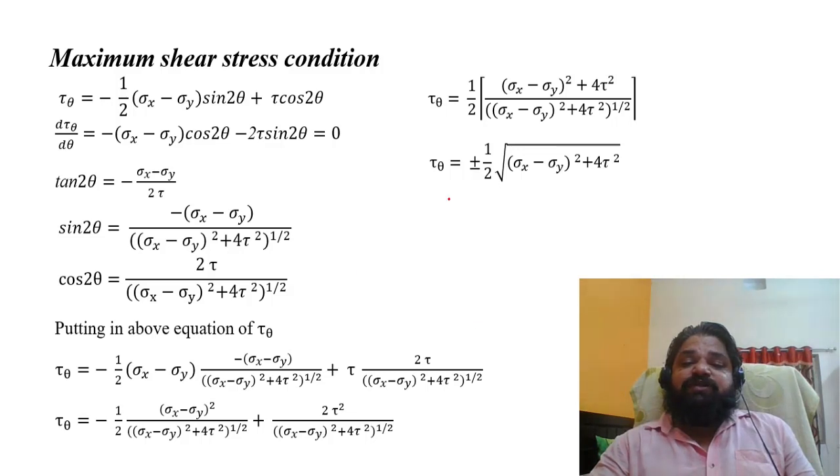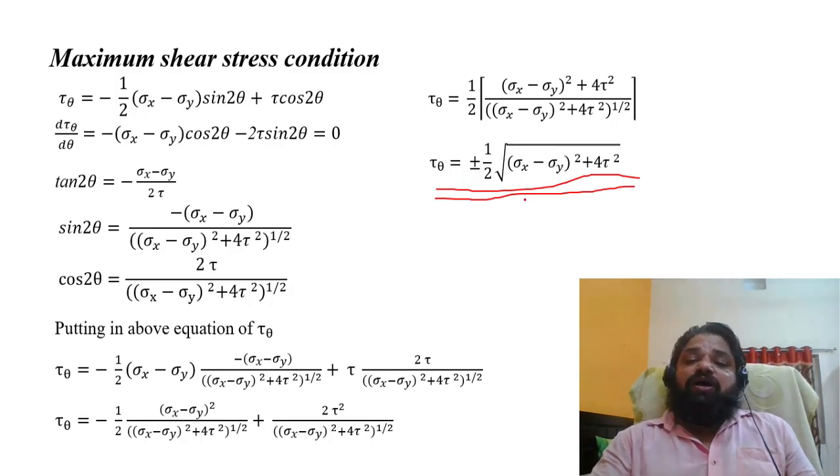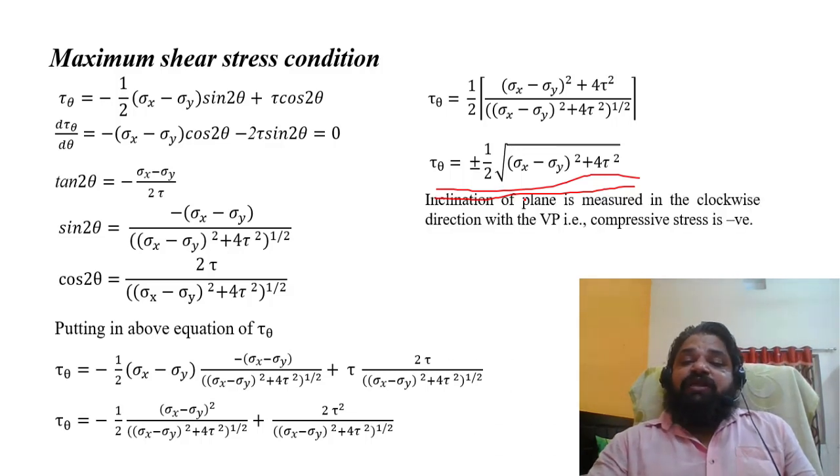You can get the maximum shear stress value and the minimum shear stress value. The first part of that stress, that means sigma x plus sigma y by 2, will not be there. All the other things, that means the combination of the shear stresses, we may find. The inclination of this plane is measured clockwise. Here the tau theta we are getting, the inclination of this plane is measured in clockwise direction.